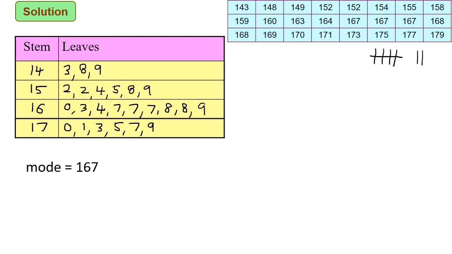That is firstly the mode. So as I said earlier, the mode is the data that occurs the most. So as you can see here, 167 occurs 3 times. So obviously the mode will be 167.